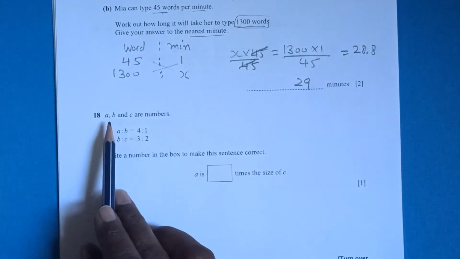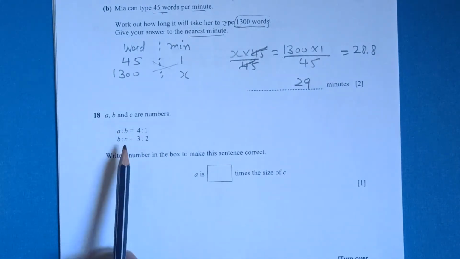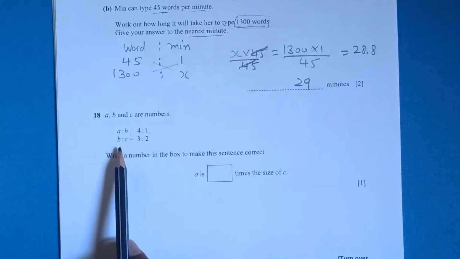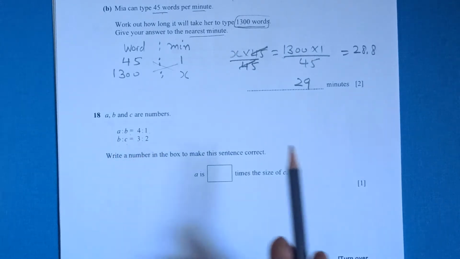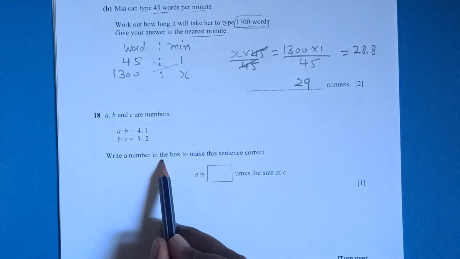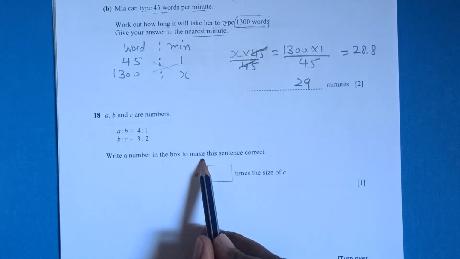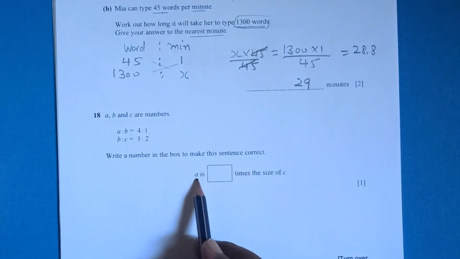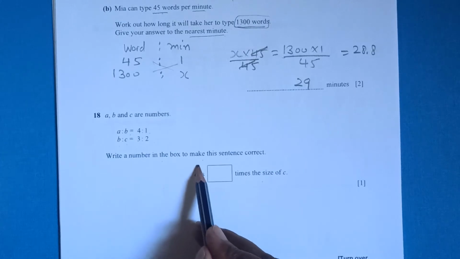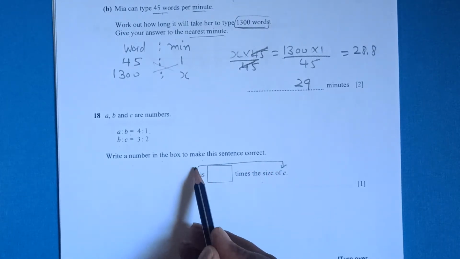Question 18. A, B and C are numbers. A ratio B is 4:1. B ratio C equals 3:2. Write down the number in the box to make the sentence correct. A is dash times the size of C. So that means we are going to compare A and C.